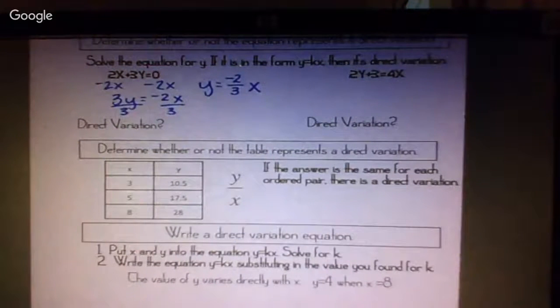Would you say this is direct variation? Yes. It doesn't matter that k is a fraction. It does not matter that k is negative. There is a value in front of x, and there is nothing added or subtracted. So yes, this is direct variation.